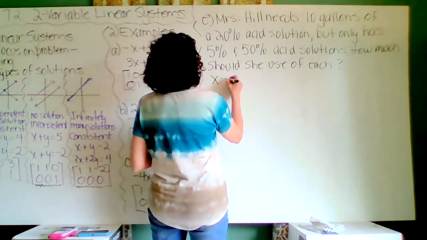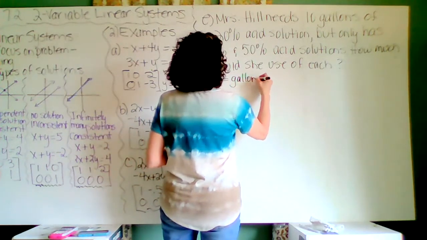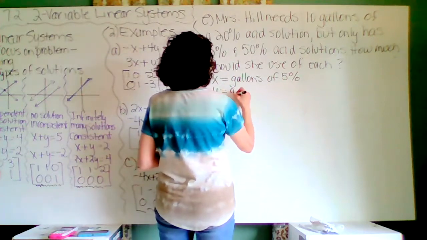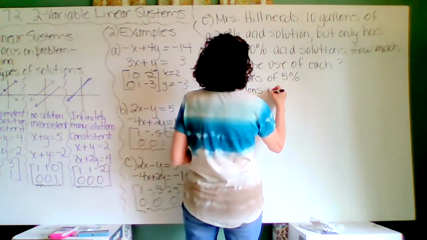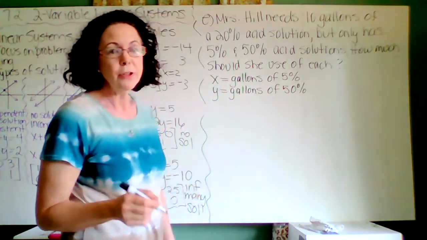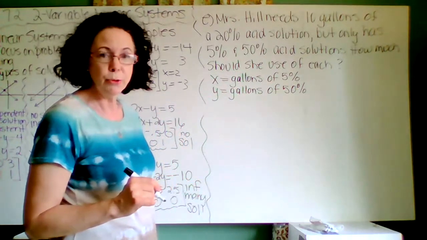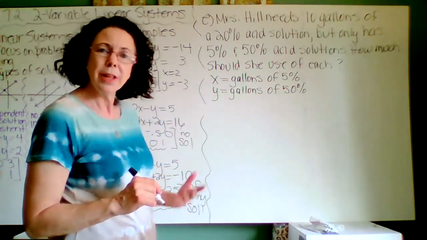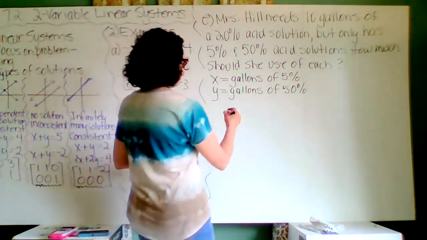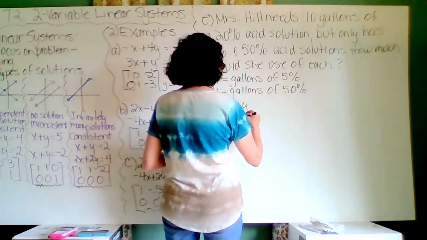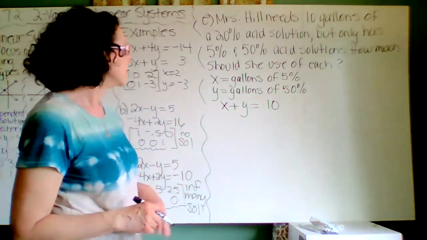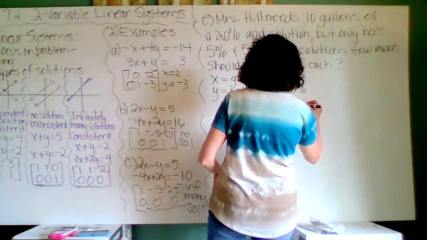So let's make X the gallons of 5% solution and Y the gallons of 50% solution. Okay, there we go. Now, we do have two variables in this case, which means we need two equations. And so that means we need two totals. So here's what we need. The first equation is a little easy. When she adds up the gallons of X and the gallons of Y, she needs 10 gallons, okay? So this is the total that she needs of solution, right?